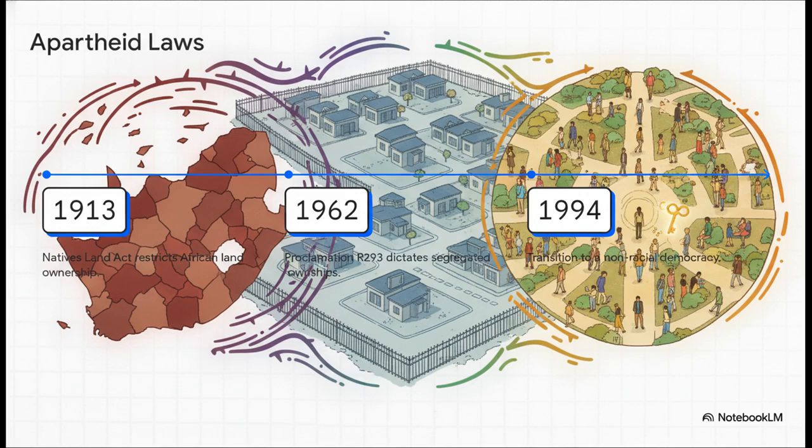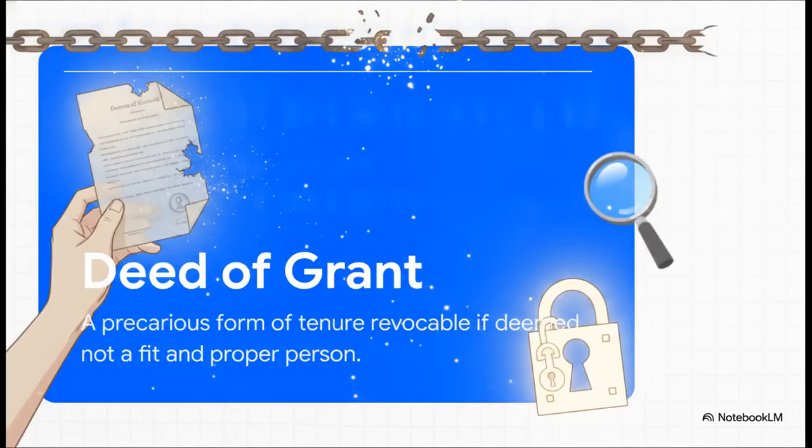Then, fast forward to 1962, and the government introduces Proclamation R293. This was a cornerstone of apartheid spatial planning. It established these strictly segregated, highly controlled townships for the African majority, dictating exactly where people could live and heavily regulating practically every aspect of their daily lives. And here's the kicker. This law was still sitting right there on the books when South Africa transitioned to democracy in 1994.